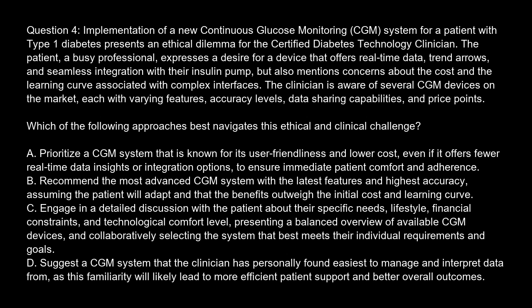Option C. Engage in a detailed discussion with the patient about their specific needs, lifestyle, financial constraints, and technological comfort level, presenting a balanced overview of available CGM devices, and collaboratively selecting the system that best meets their individual requirements and goals. Option D. Suggest a CGM system that the clinician has personally found easiest to manage and interpret data from, as this familiarity will likely lead to more efficient patient support and better overall outcomes.